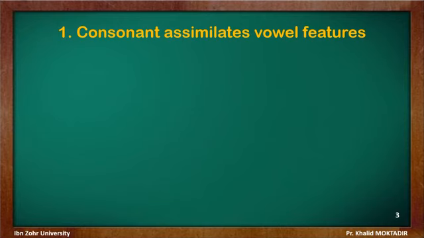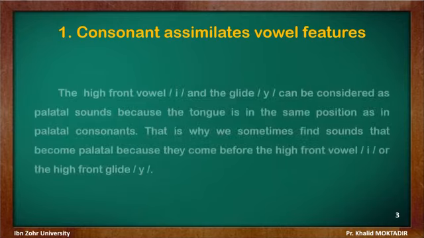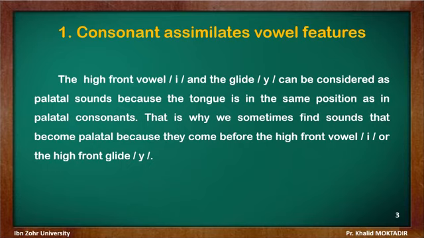Okay, so now we look at how a consonant assimilates vowel features. The high front vowel i and the glide y can be considered as palatal sounds. In other words, they're articulated with the tongue touching the hard palate in exactly the same position as in palatal consonants. And that's why we sometimes find sounds that become palatal because they come before the high front vowel i or the high front glide y.